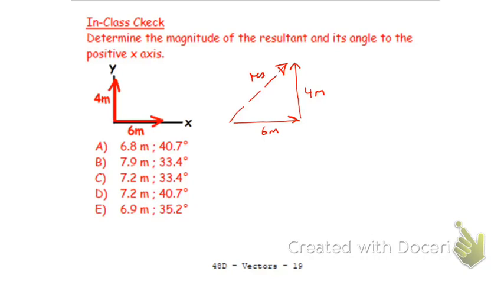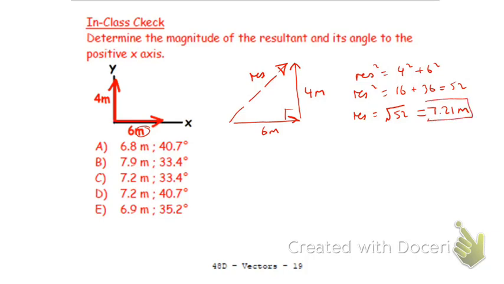So I go, oh, okay then, well this is the right triangle. So I'm going to say that res squared is equal to 4 squared plus 6 squared. Res squared is equal to 16 plus 36, which equals 52. Res is equal to the square root of 52, which equals, get my handy dandy calculator, second square root 52, and I'm getting 7.21, and we're in meters, so don't forget your units. There's one of my answers.